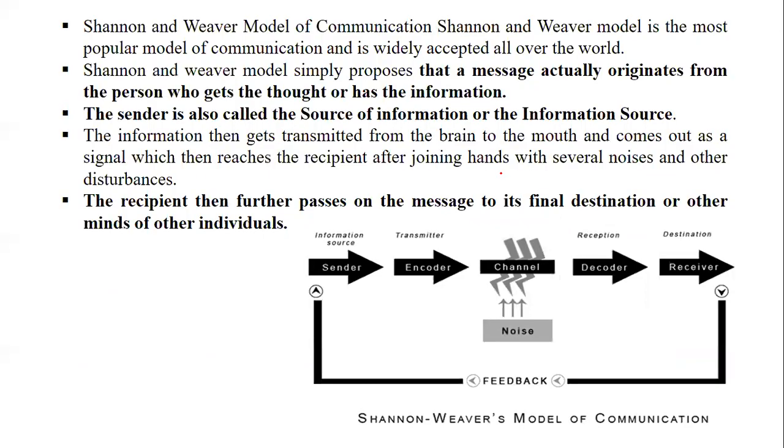Then we have the Shannon and Weaver model, which is the most popular and widely accepted model. The message originates from the person who has the information or the thought. So the sender is the source of information, the informative source. The information gets transmitted from brain to mouth and comes out as a signal which reaches the recipient after passing through cerebral noises and other disturbances. Here the recipient passes on the message to the final destination or other minds. So you can see the diagrammatic presentation: sender, information source, encoder, transmitter, the channel, the reception, and the destination.